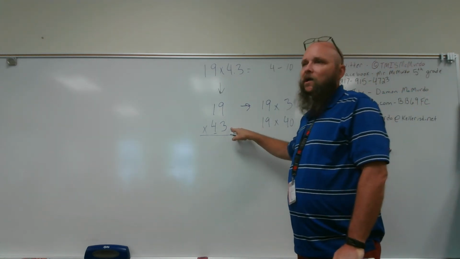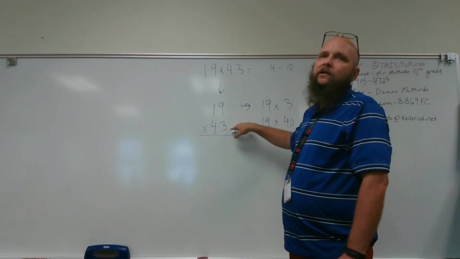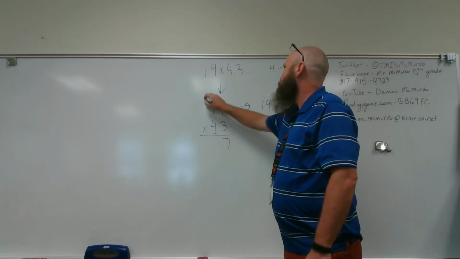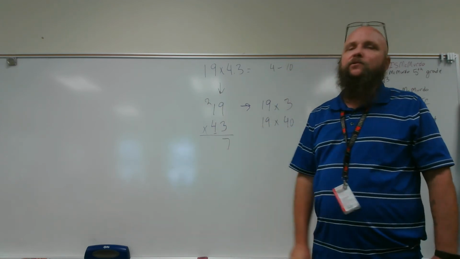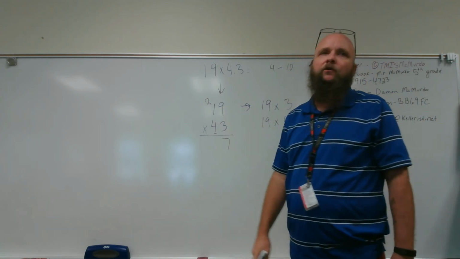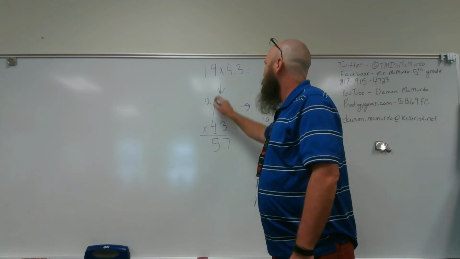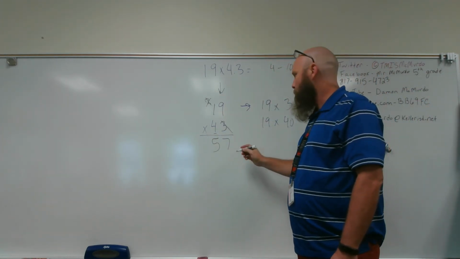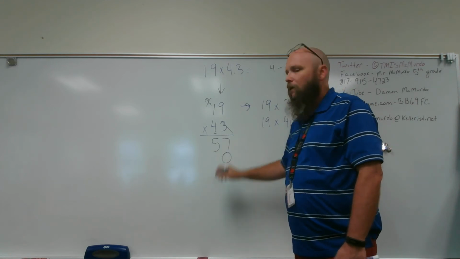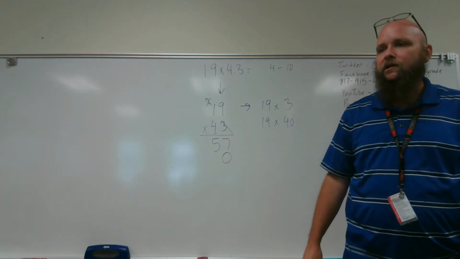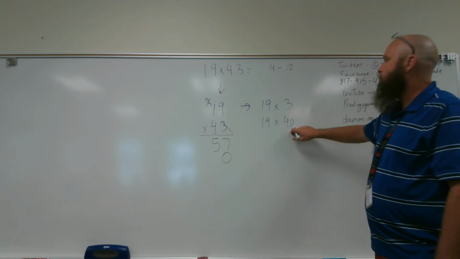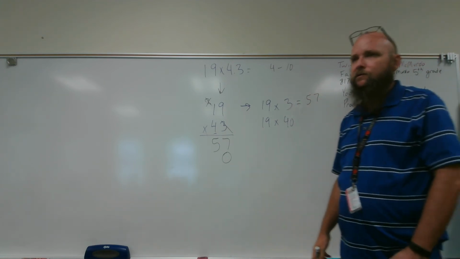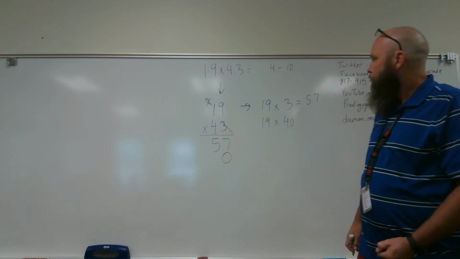Now I multiply my ones place through. Class, 3 times 9 is? 27. Carry the 2. Class, 3 times 1? 3. Plus 2? 5. Okay, done with that. Now, since I'm starting in my tens place, that's why the 0 goes there, because 4 tens is the same as saying 40. It is 57. Okay?